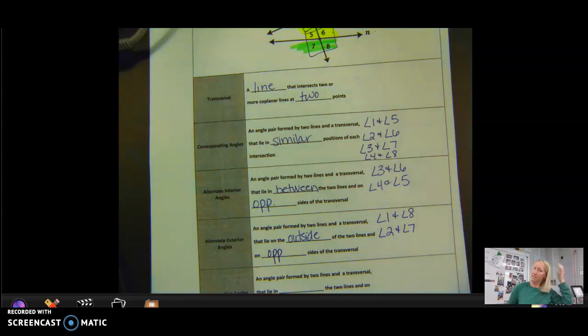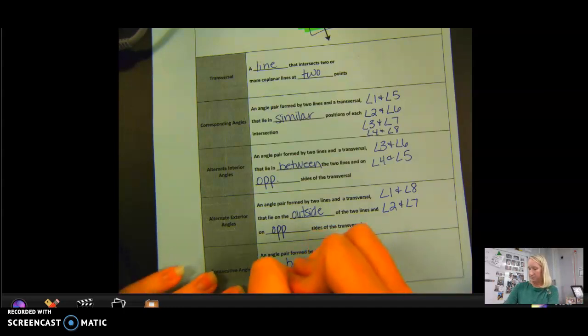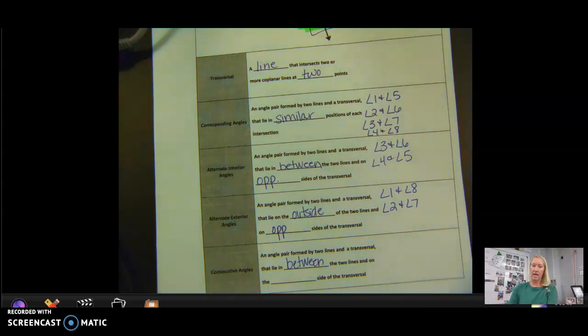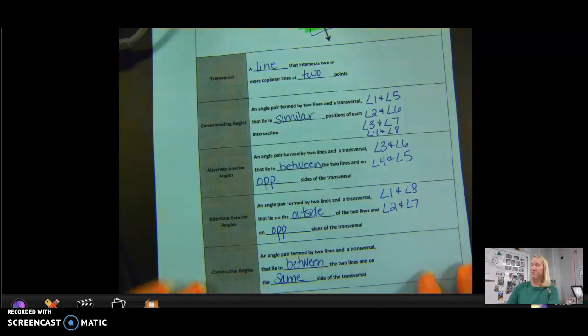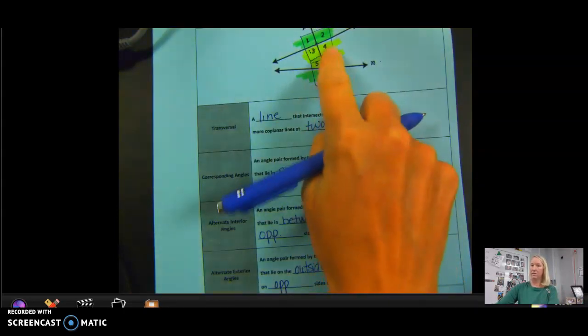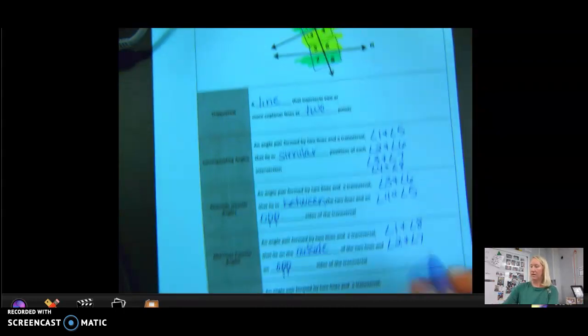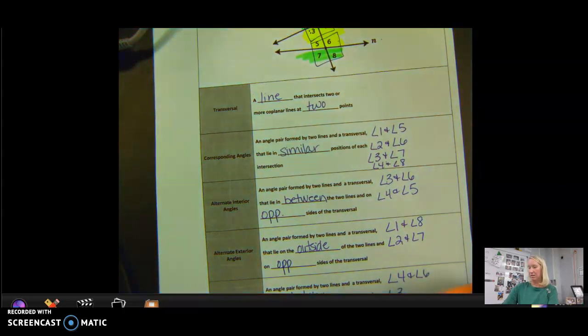Consecutive angles. Consecutive angles is an angle pair formed by two lines and a transversal that lie in between the two lines. So in the yellow, inside, and on the same side. So in between in the yellow, so that would be these right here. And we're talking about consecutive, so they're in a row. So it'd be angle 4 with angle 6, and then angle 3 with angle 5.